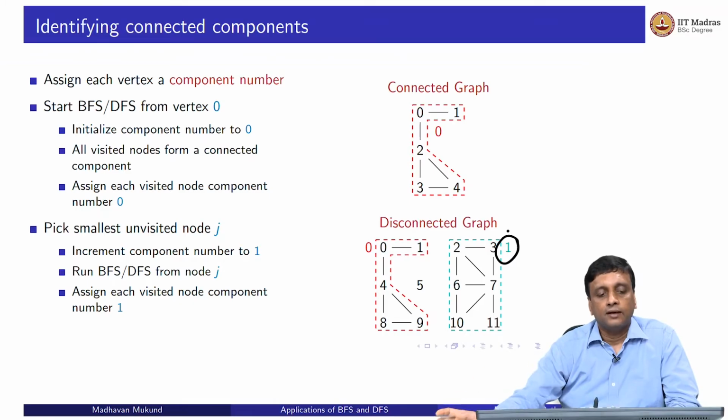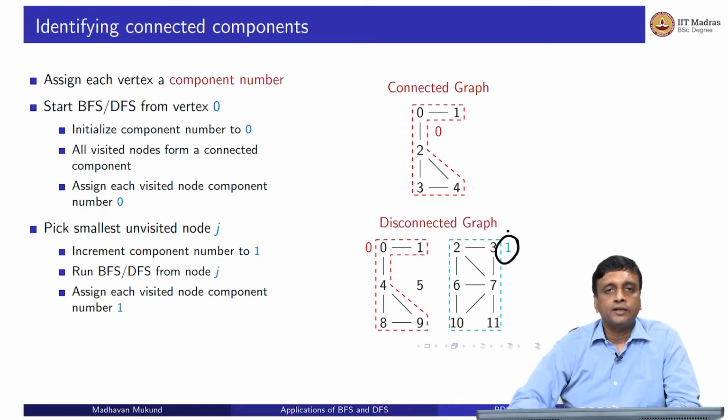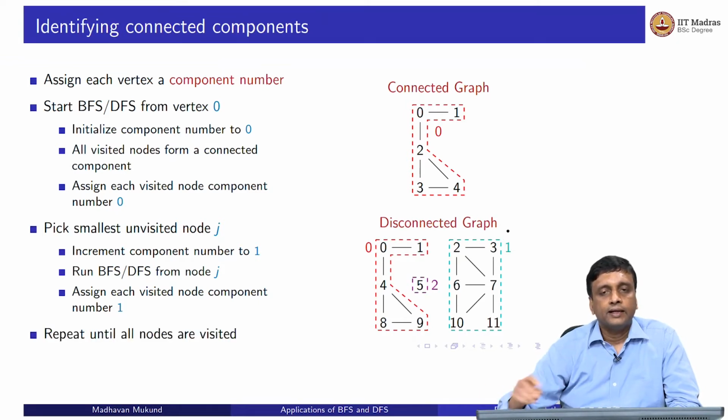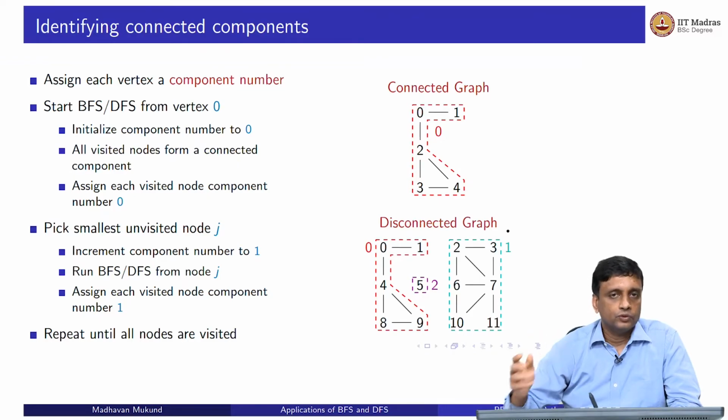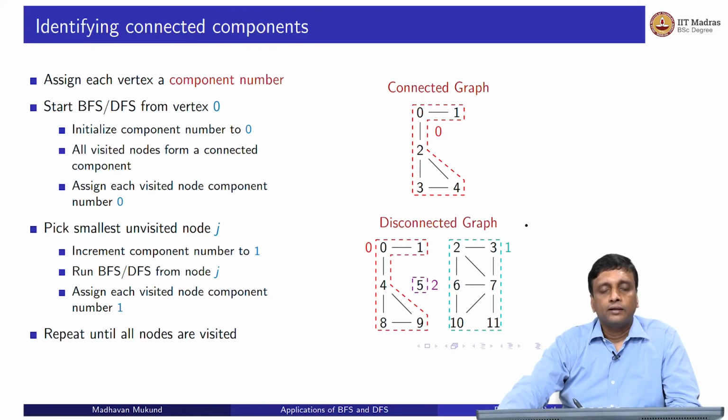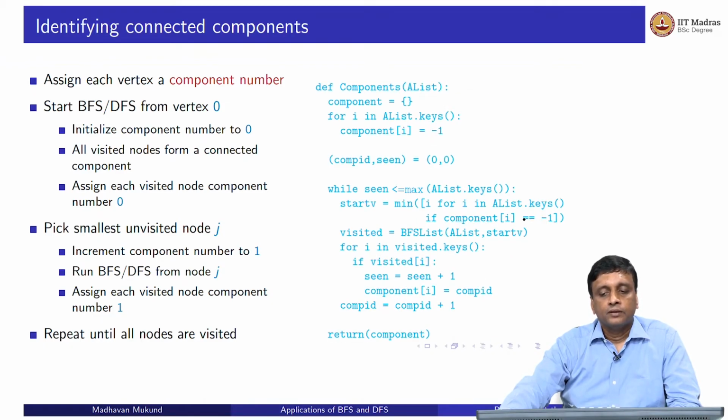Now, I repeat this. I see if there are still unvisited vertices, I pick the smallest one, namely in this case 5, and then I explore everything I can reach from 5, which is just 5 itself, and I give it a new component number 2. And now, after these 3 BFSs or 3 DFSs, I have visited all the vertices, so there is nothing left to do. So, this is how I can discover the components in my graph, and if there is more than one component in my graph, it means the graph is disconnected. If there is only one component, it means it is connected.